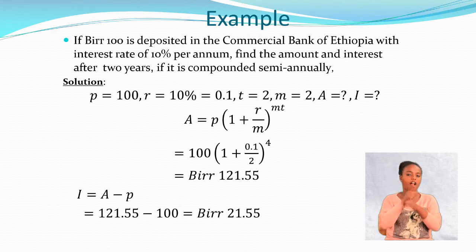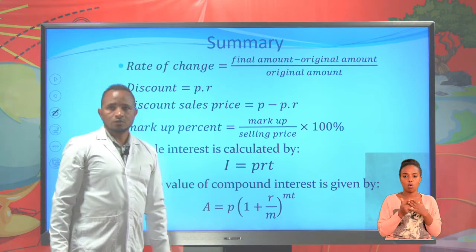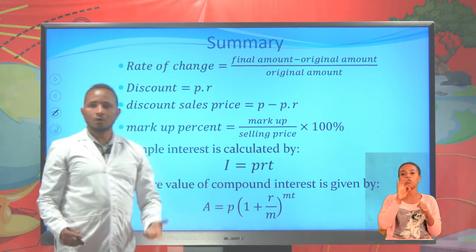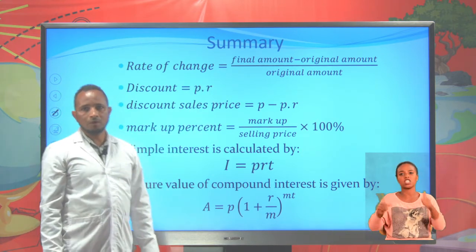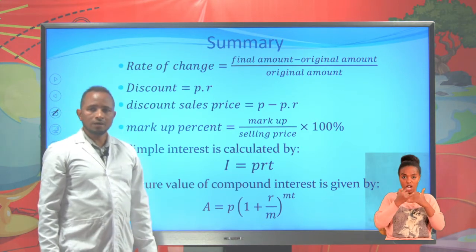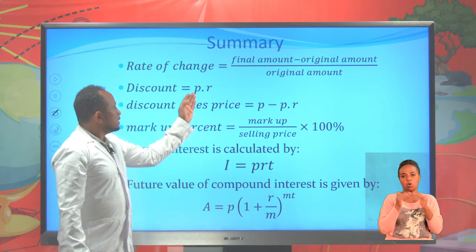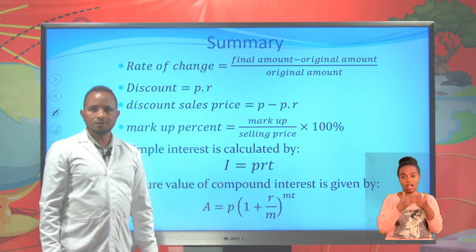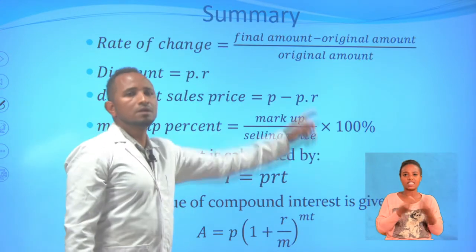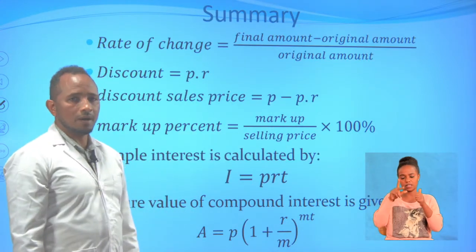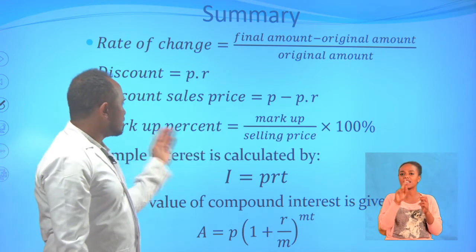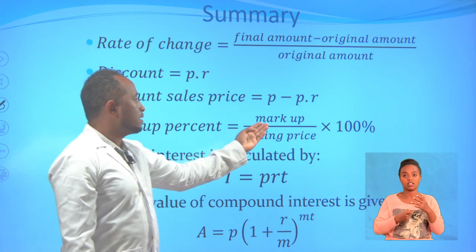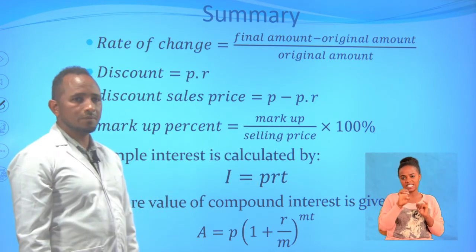This is the interest. So to summarize what we have seen today, rate of change means final amount minus original amount divided by original amount. And discount is given by the product of P times R, original price times discount rate. And the discount sale price will be the original price minus the discount amount, that is P times R. And markup percent, with respect to selling price, is given by markup over selling price times 100%.